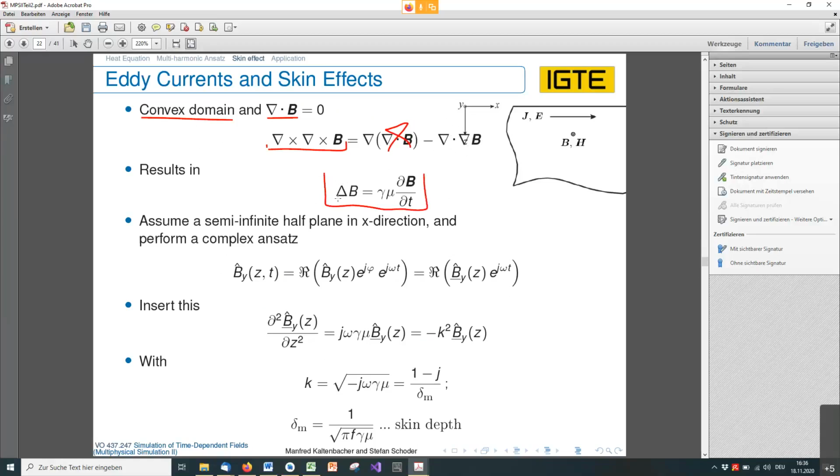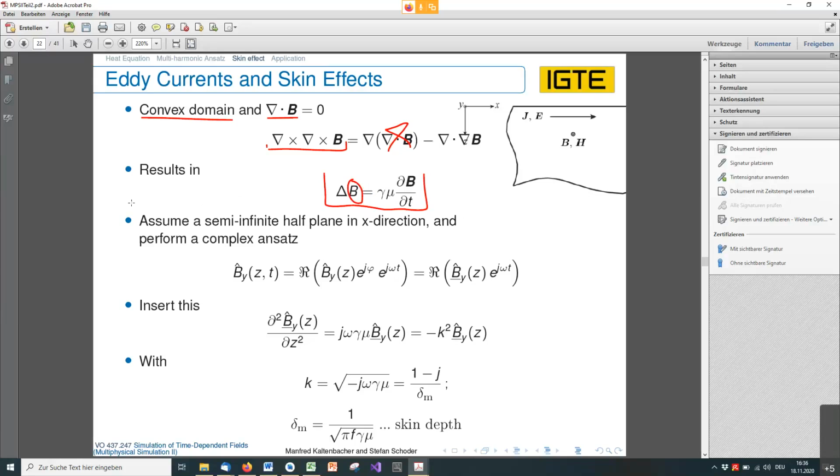We have the Laplacian of this capital P equal to the right hand side. Here should be a vector quantity. Sorry for that, it's misplaced here in the scalar notation.